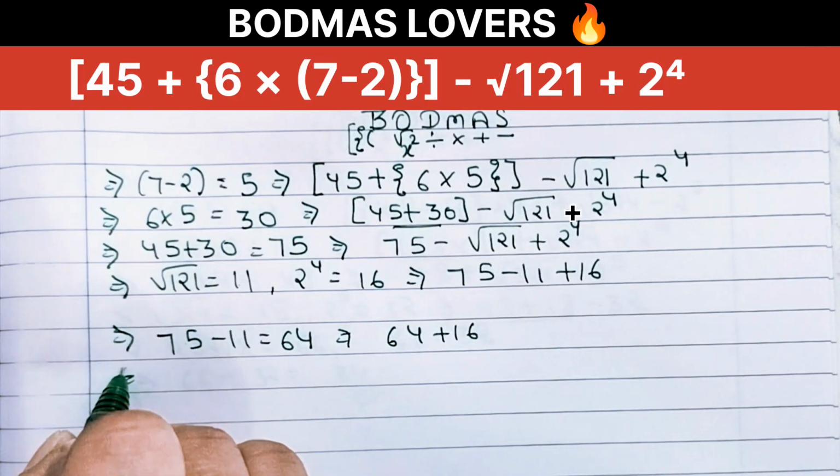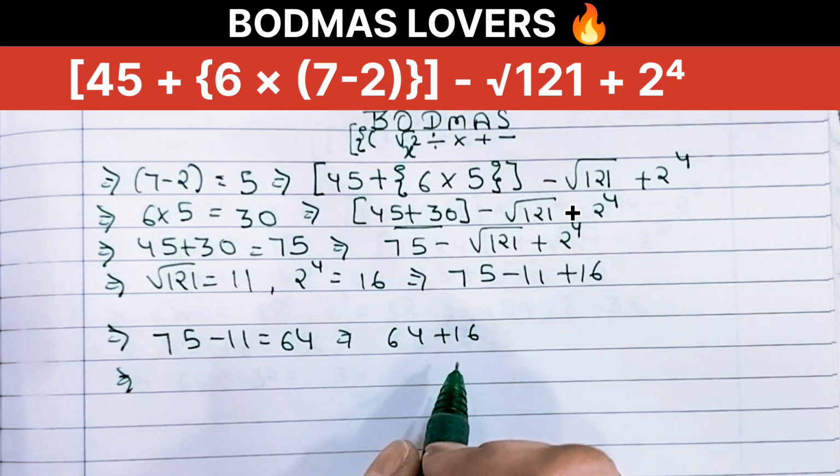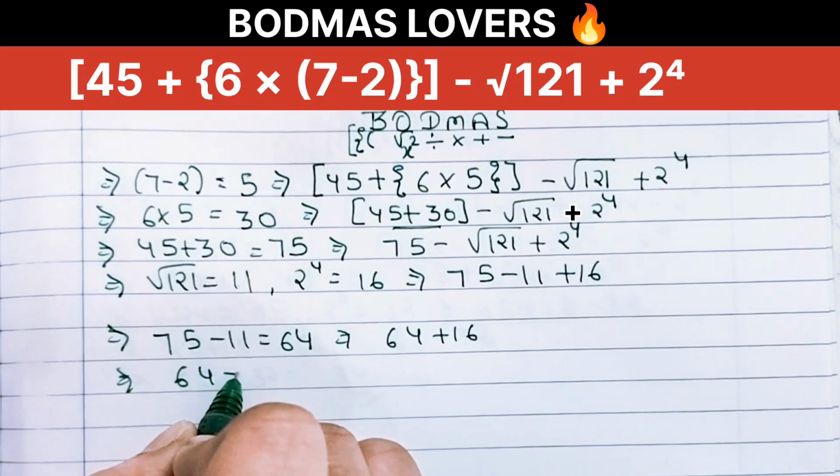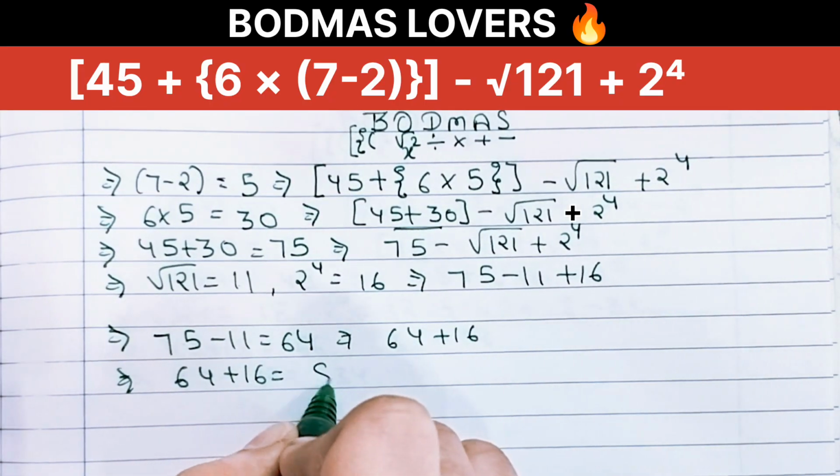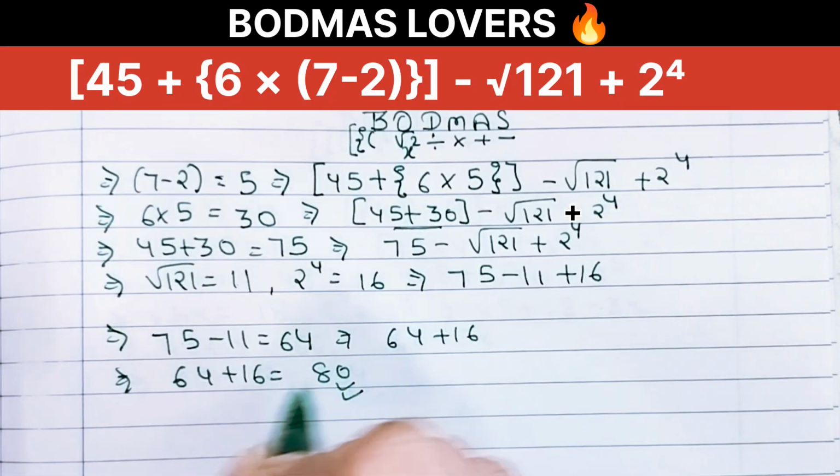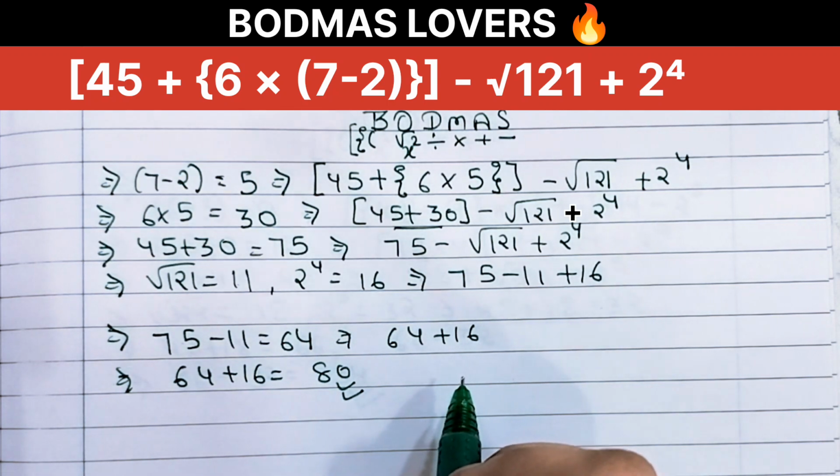Now move to the next and final step, which is addition. Add the remaining numbers, 64 plus 16, and we'll get 80. 80 is the final result, and this is the last operation to complete the simplification.